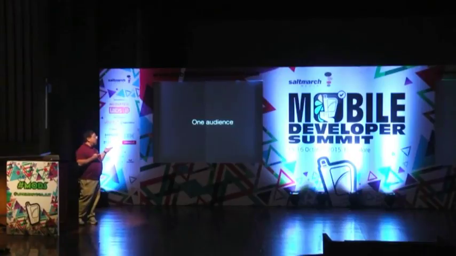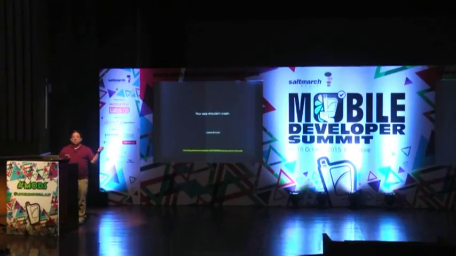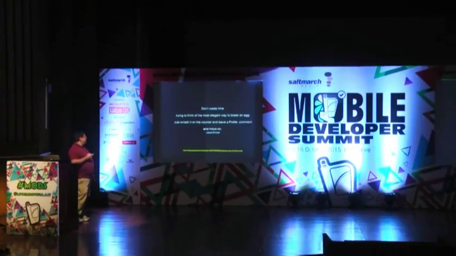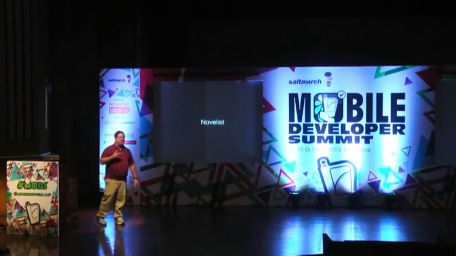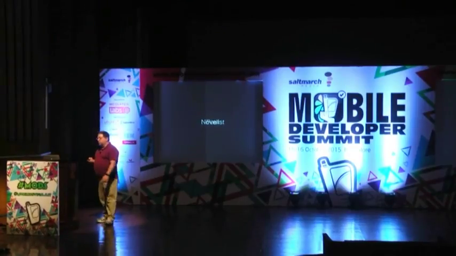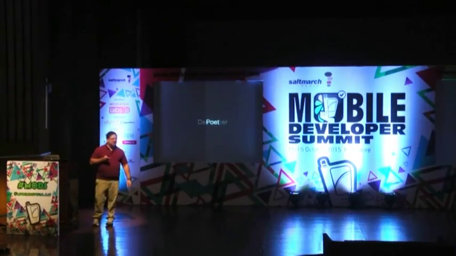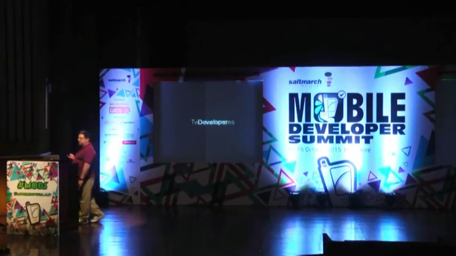He's writing for one audience. Maybe it's his own project. He doesn't have other developers working with him. You've got to care more than just that the app doesn't crash. So he says, don't waste time writing it nicely. Don't worry about it. I say nonsense. There are two audiences, whether you're a novelist or a coder. Whether you're a poet, whether you're a developer, there are two audiences.